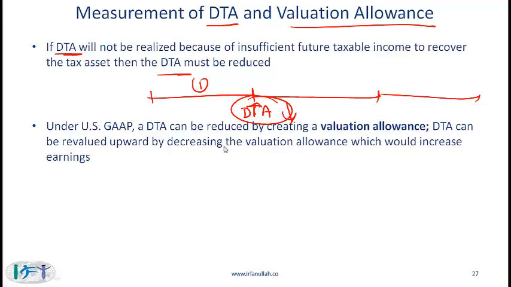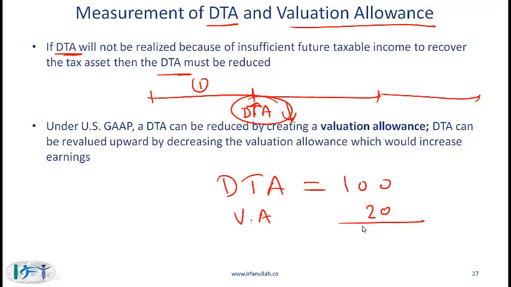Under US GAAP, what we need to do is the following. We have a deferred tax asset, let's say the amount is 100. To reduce the deferred tax asset, we use a contra account called the valuation allowance, which is a lot like depreciation. If you want to reduce your deferred tax asset, you increase the valuation allowance. Let's say the valuation allowance is initially 0. You increase that to 20. Since this is a contra account, it reduces the value of the asset, the deferred tax asset in this case. So our deferred tax asset becomes 80.